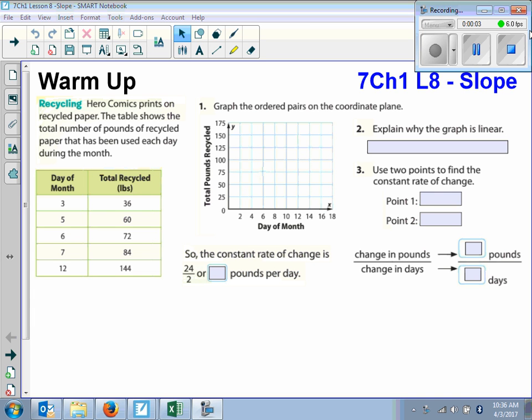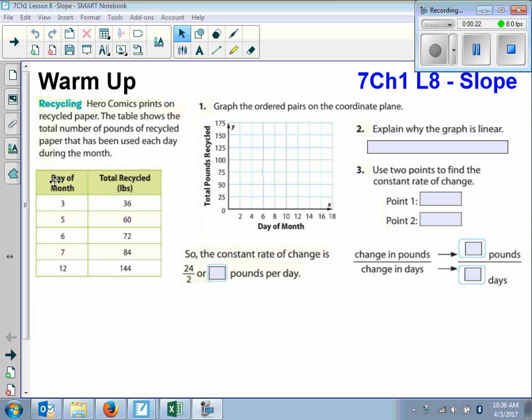Okay, so Chapter 1, Lesson 8 is slope. It says here, Hero Comics prints on recycled paper. The table shows the total number of pounds of recycled paper that has been used each day during the month. So here's your table. Now, look at the table, look at the graph.